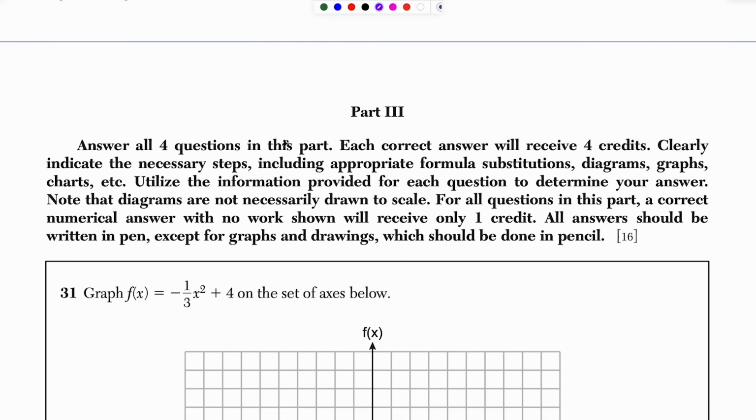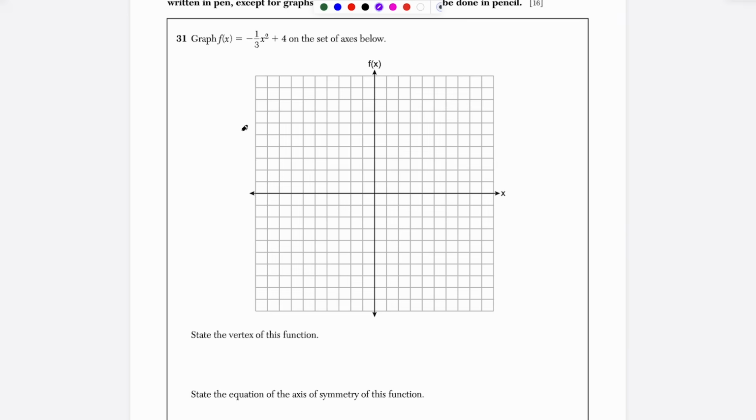So now we're moving on to part 3. There's 4 questions here, and each question is worth 4 credits. Question 31, we have to graph f of x on the set of axes below, and then we're going to state the vertex and state the equation of the axis of symmetry of this function.